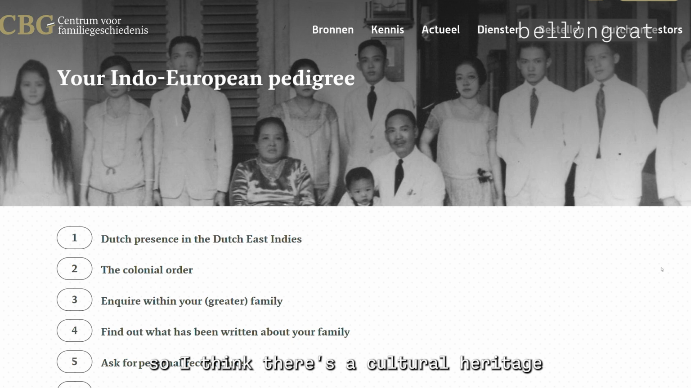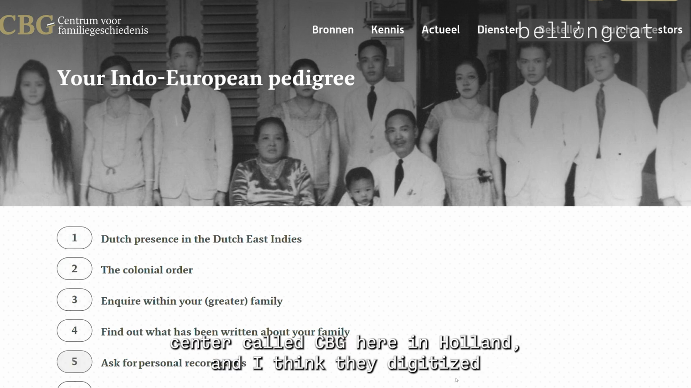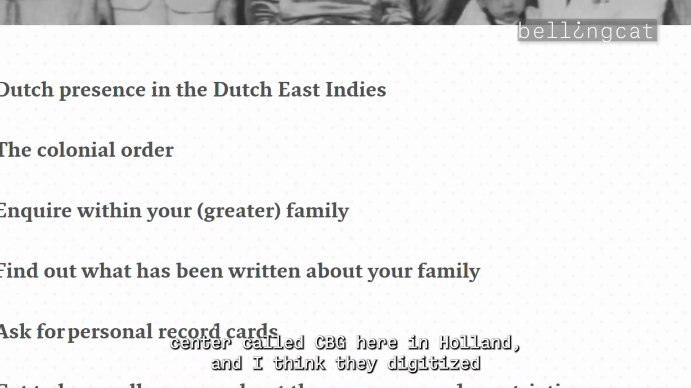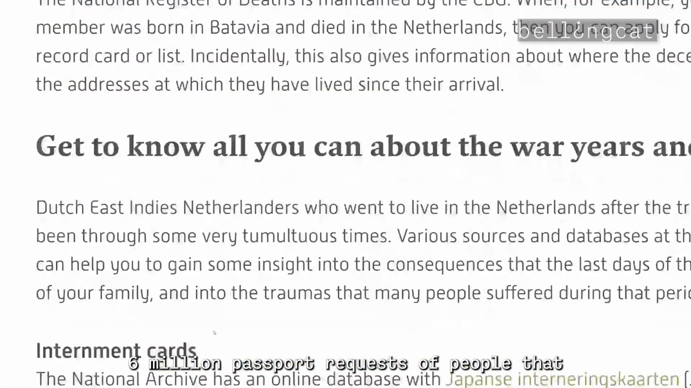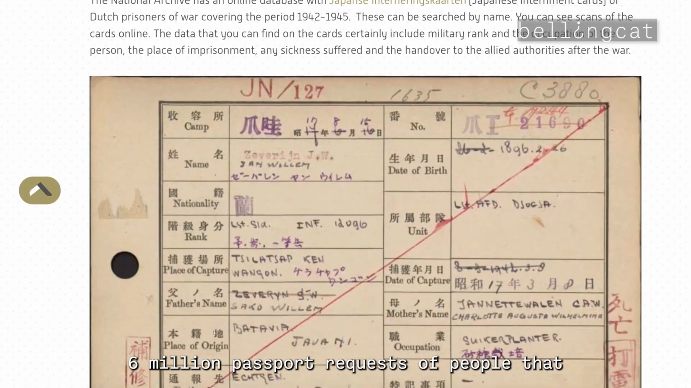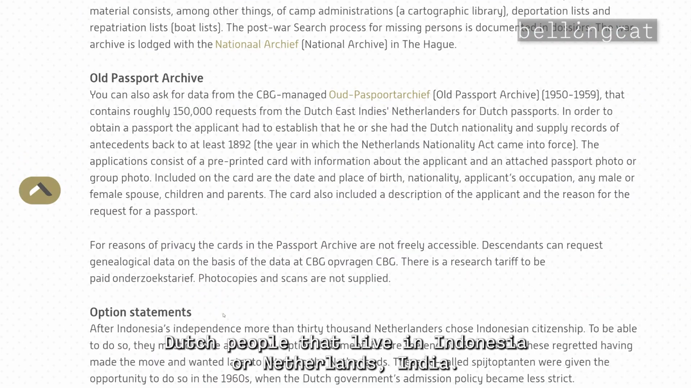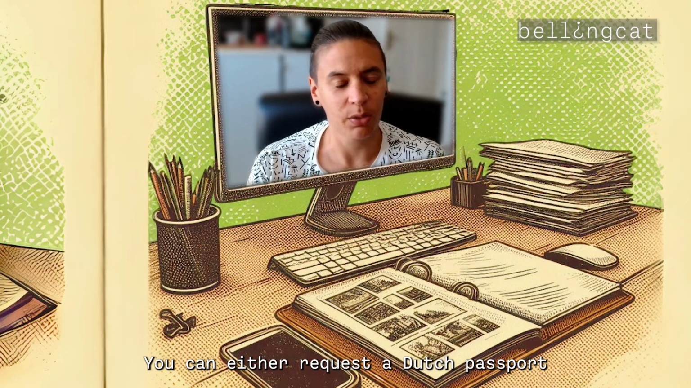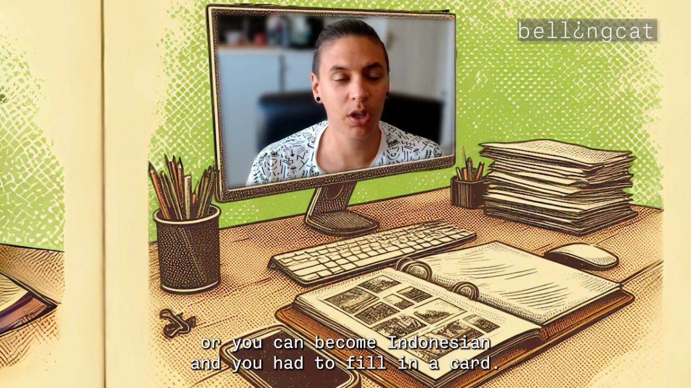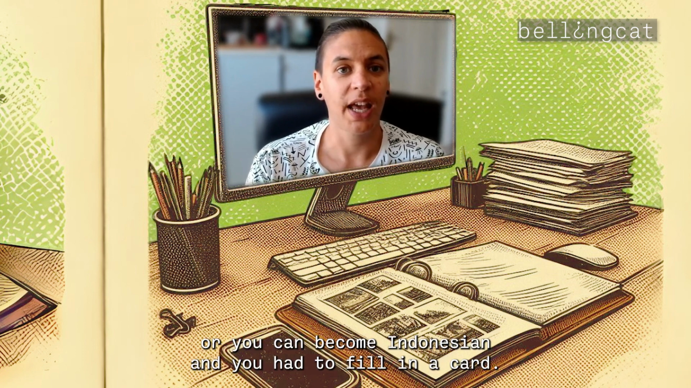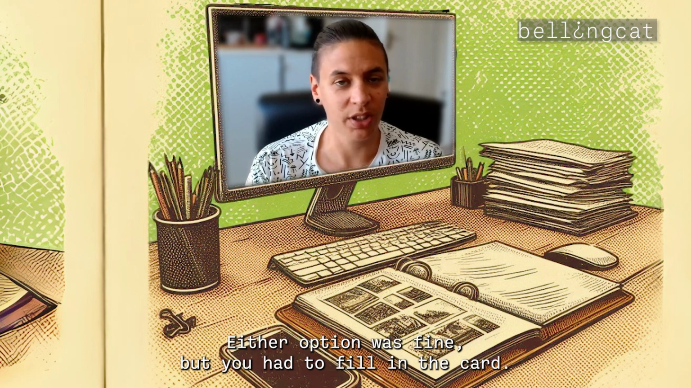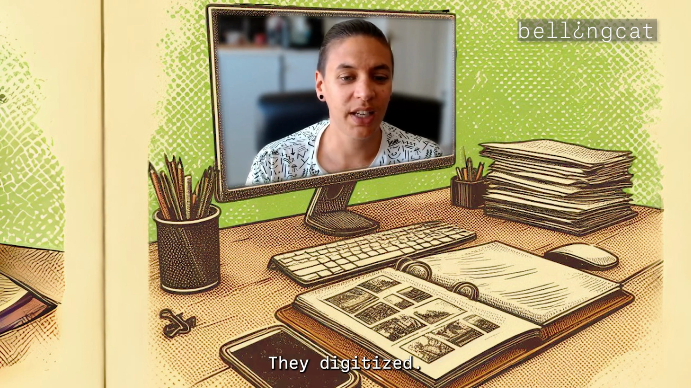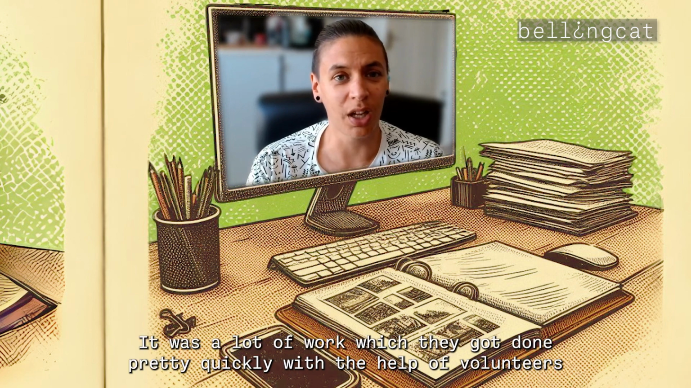That's when we had our first sighting of my real grandfather. There's a cultural heritage center called CBG here in Holland, and I think they digitized 6 million passport requests of Dutch people that lived in Indonesia, or Nederlands-Indië back then. They had a choice: you could either request a Dutch passport or become Indonesian. You had to fill in a card, either option was fine. They digitized it, which was a lot of work, done pretty quickly with the help of volunteers.